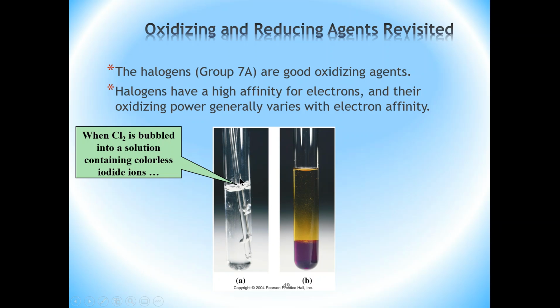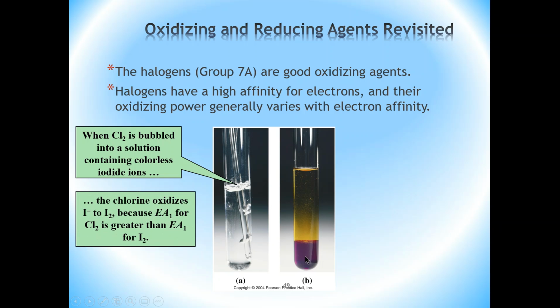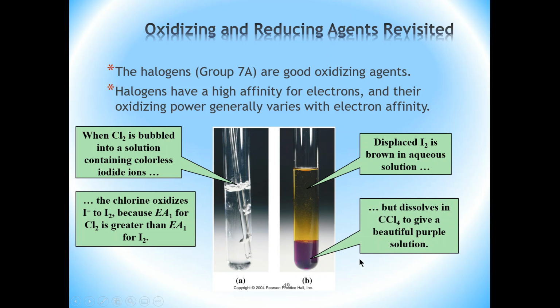And this person, whoever he or she is, is bubbling chlorine into this solution of iodide ions. And what happens spontaneously is the formation of a purple solution. By the way, this is dissolved in a carbon tetrachloride solution right here. And that solution will be iodine, which forms a brown solution here. But when you add carbon tetrachloride to it, the carbon tetrachloride becomes purple, right? And that's because the iodine is more soluble in the carbon tetrachloride.